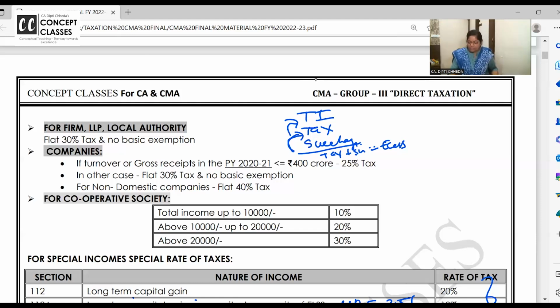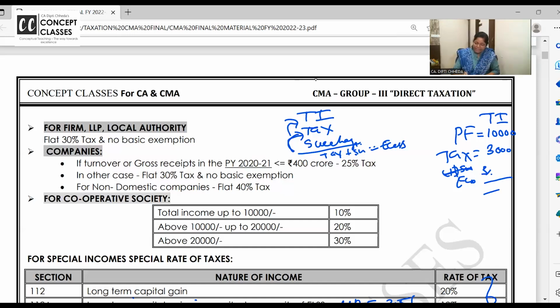No basic exemption. So if there is a partnership firm or an LLP whose total income is 10,000, what is the tax they have to pay on total income 10,000? 3,000. Will surcharge come? No. Directly cess will come, 3%. Okay? And like that you will calculate the tax. No basic exemption, nothing. Whatever is the total income of the partnership firm, how much do they need to pay as tax? 30% flat. LLP, partnership firm, local authority.